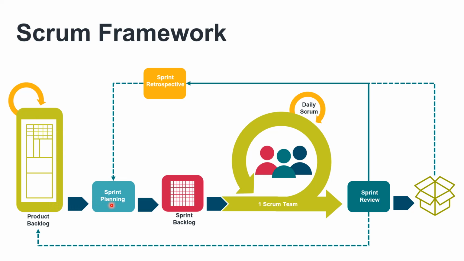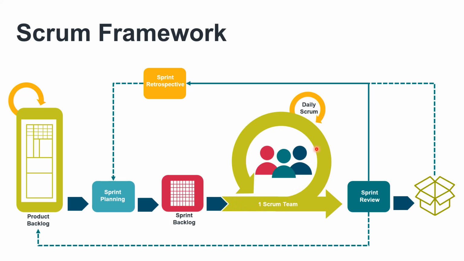After moving to the right, we hit the sprint planning meeting, and this is when the team plans their work. They plan what to be delivered and how they're gonna do it. We take the top of the product backlog and make the sprint backlog out of it. And this is when the sprint actually starts.